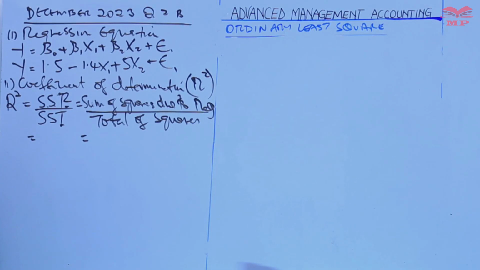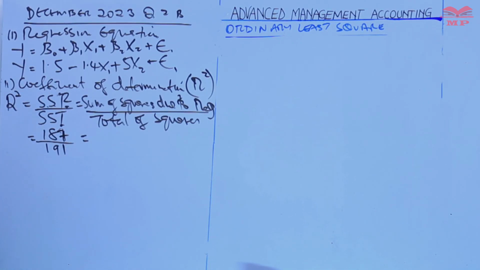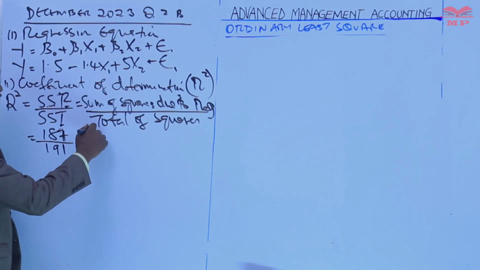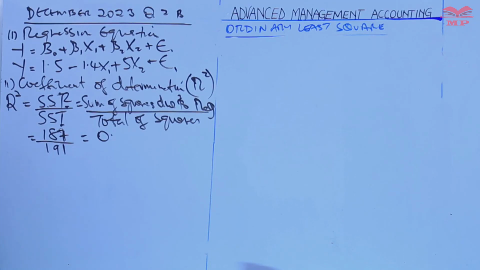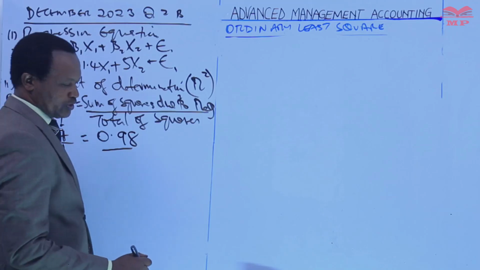So the sum of squares is given at 187 and the total is 191. So this is equal to 187 over 191. The total is 191. Now give me the r squared. Should be 0 point something. It is 0.98. This is the r squared.